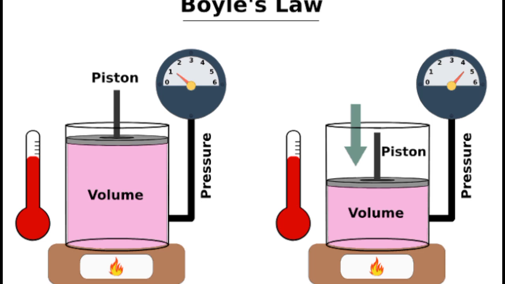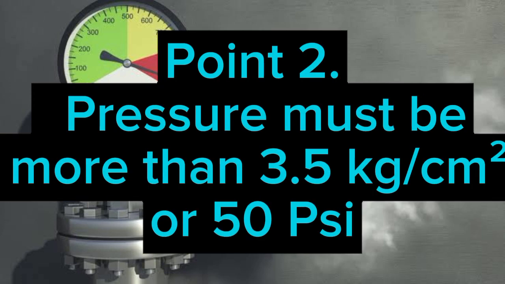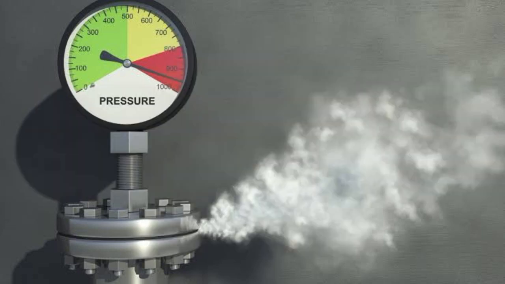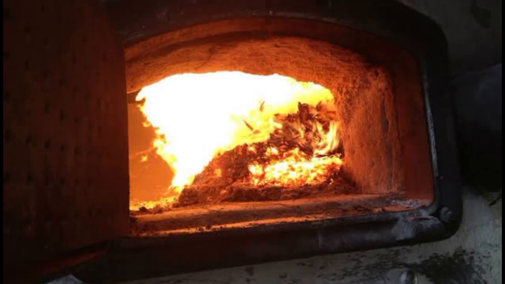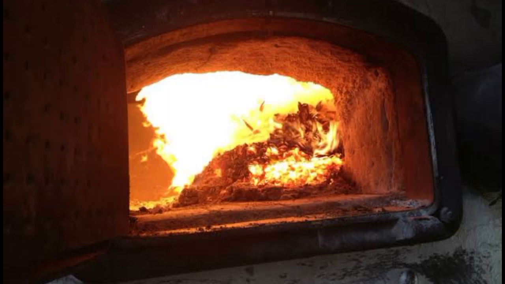If we talk about pressure, point 2, pressure must be more than 3.5 kilograms per centimeter square. The steam pressure generated inside the boiler should be more than 3.5 kilograms, or 50 pounds per square inch. Then we will call it boiler.